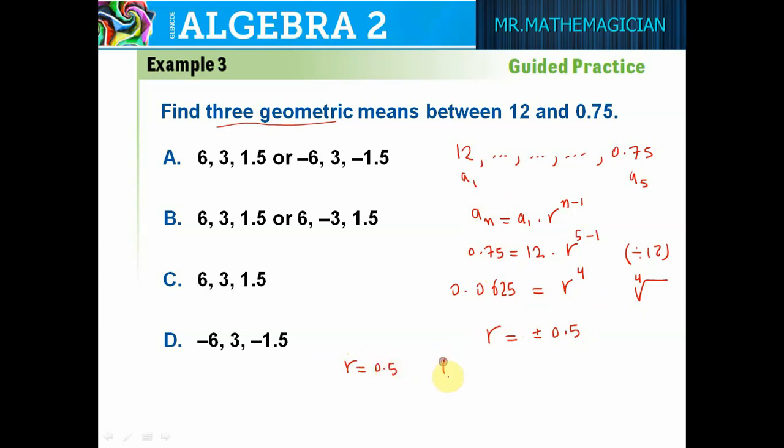With r as 0.5, of course, we are going to have the first term multiplied by 0.5, so that will give you 6. Multiply by 0.5 again will give you 3. Multiply by 0.5 again will give you 1.5. If you take r as negative 0.5, the first one will be negative, then positive, then negative. So the accurate choice will be, yes, it's A.